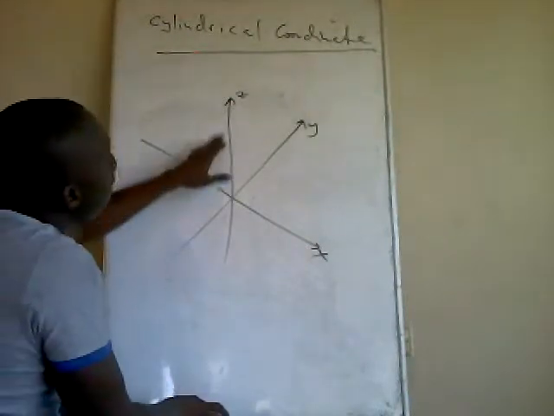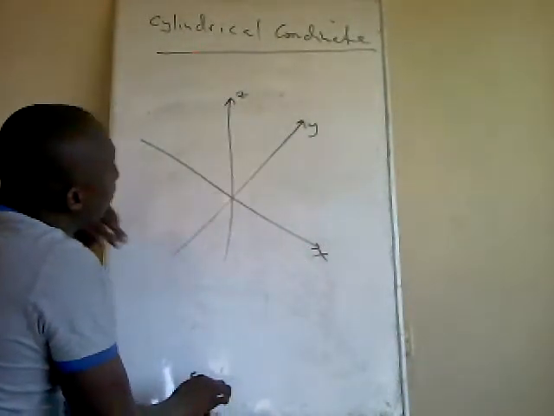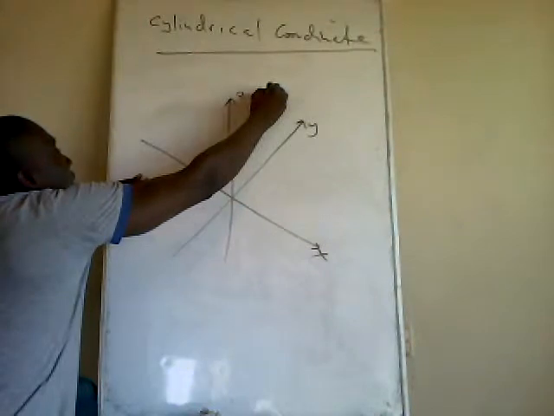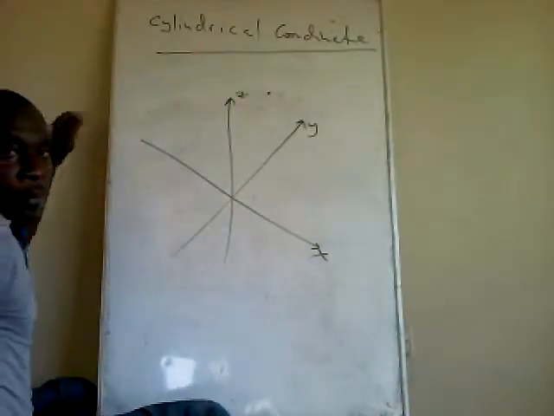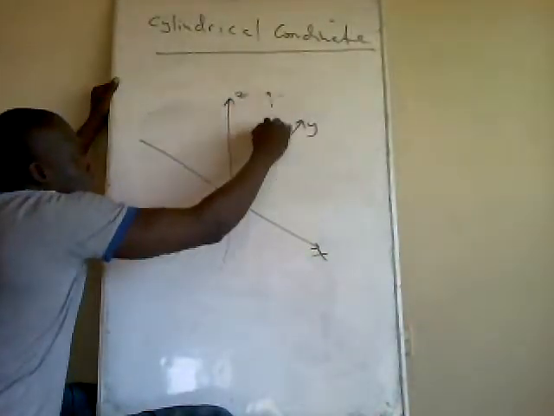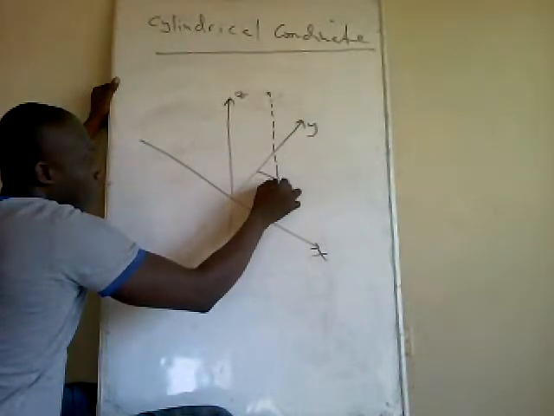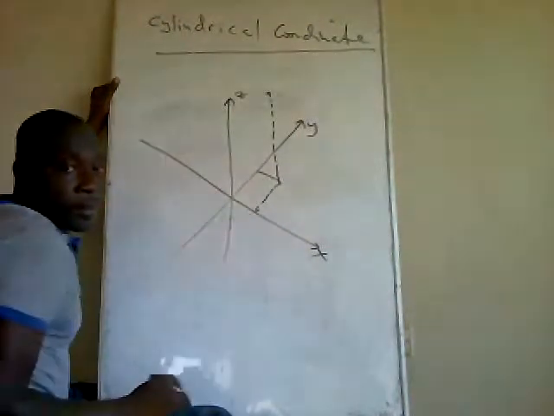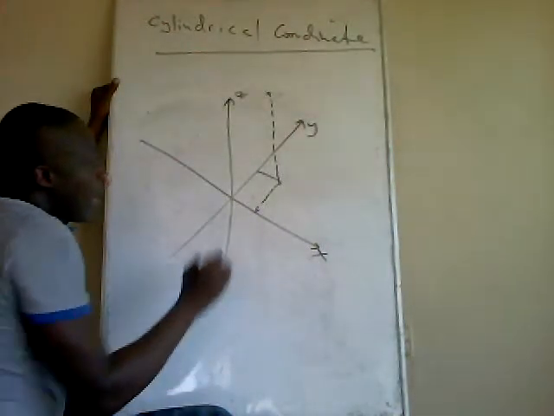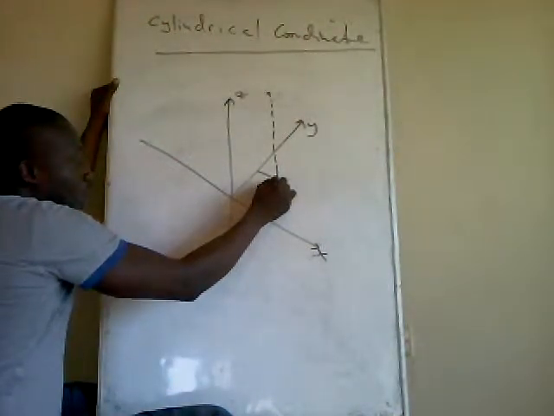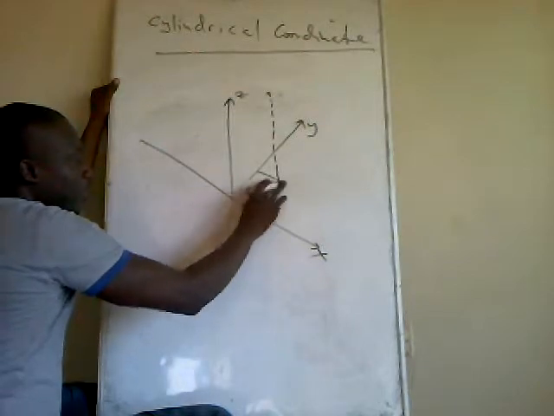Now, if I have a point here in space, let's project this point onto the xy plane. Now, let me join this point in the xy plane to the origin.